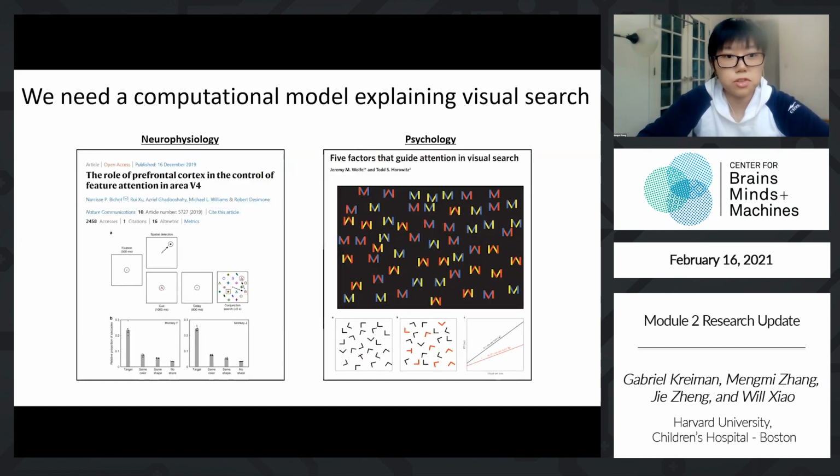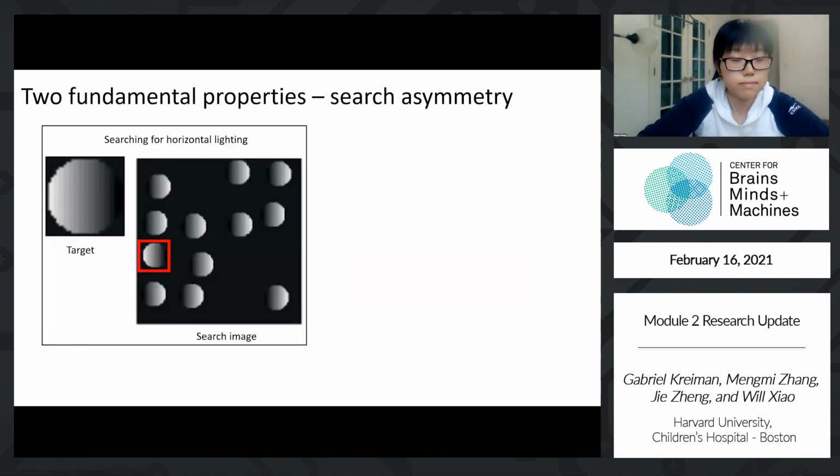The study of visual search has a long history in neurophysiology and psychology. So in this work, our goal is to put together pieces of evidence in neurophysiology and come up with a computational model for visual search, such that we could quantitatively assess its behaviors and compare those with humans in psychology. This is to help us gain a better understanding of the neural circuits involved in visual search in the brain.